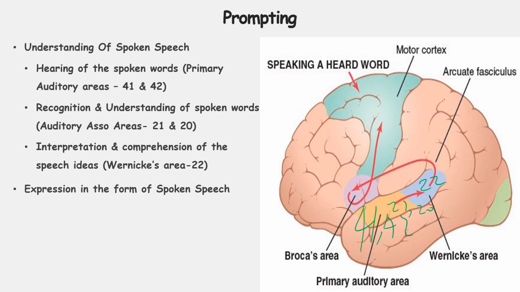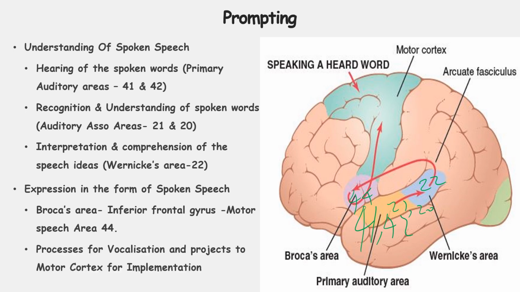And expression in the form of spoken speech moves on to Broca's area through the arcuate fasciculus. Broca's area for motor speech is area 44. From there it moves on to the motor cortex, area 4. There the process of vocalization happens.